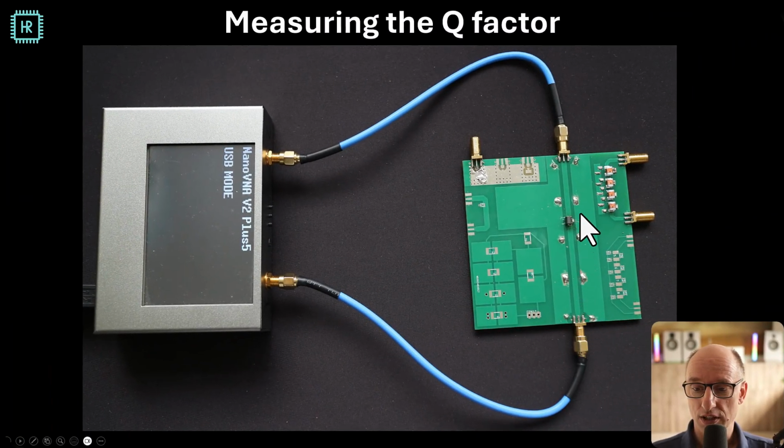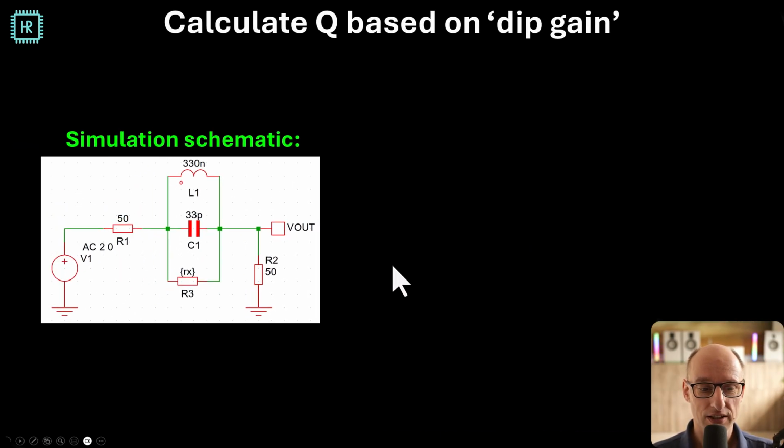And this is the setup. I'm using a transmission line. I cut a hole in the transmission line and put the inductor and the capacitor across that hole, basically creating a parallel resonator. Now this is the simulation schematic. So we have the parallel resonator here with its loss resistance, and you have the 50 ohm source and the 50 ohm load.